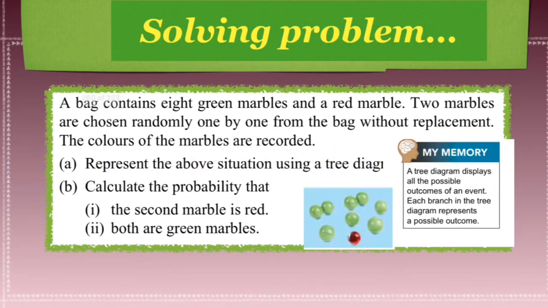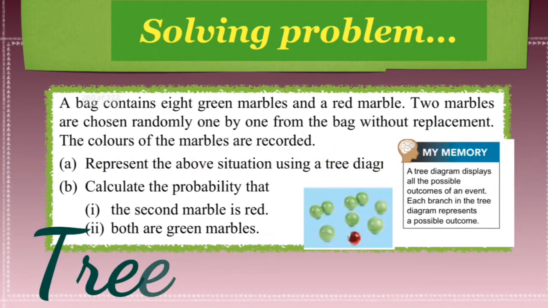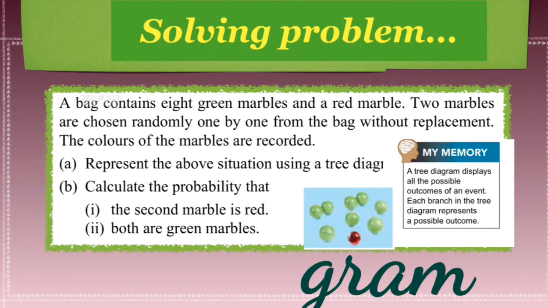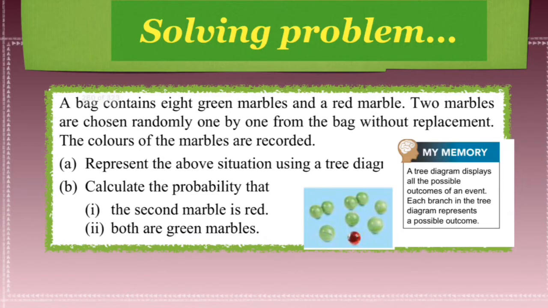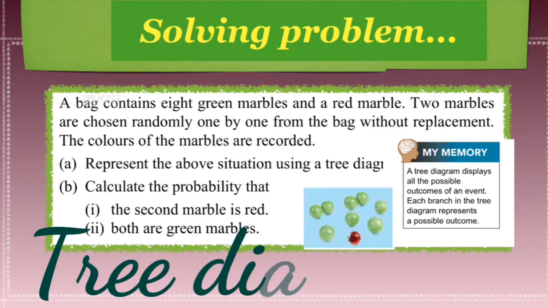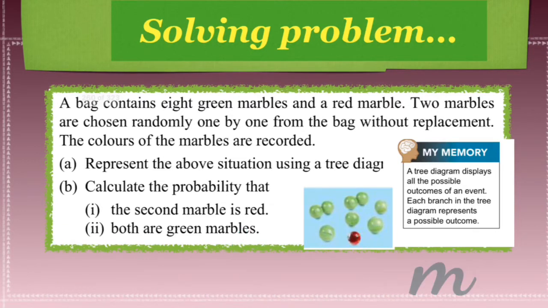Represent the above situation using a tree diagram. So please take out your exercise book and do this question and try to draw a tree diagram. After you draw a tree diagram, based on the tree diagram, calculate the probability that the second marble is red and that both are green marbles. So I will pause the video and give you 10 minutes to try. Later we will discuss the answer, okay? Please try your best to get your answer now.